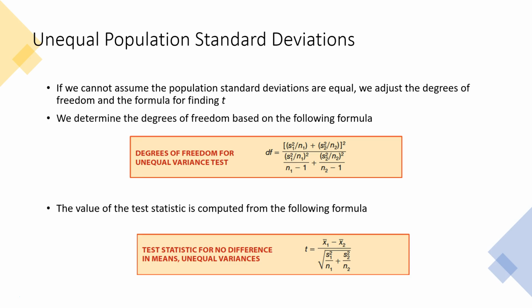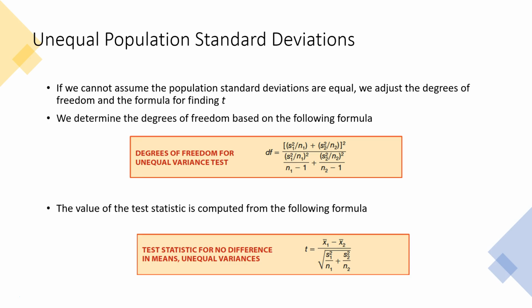In our previous examples, we've assumed that they had the same variance, even though we didn't know what the population standard deviations were. We just assumed that they were equal. So in many cases, that is a reasonable assumption. But what if it's not?